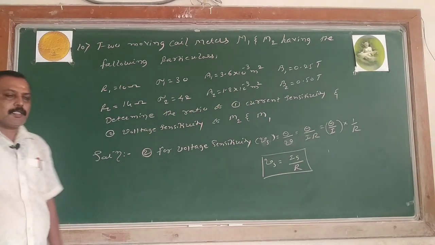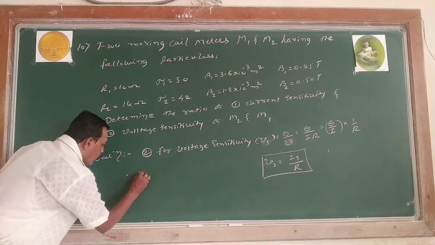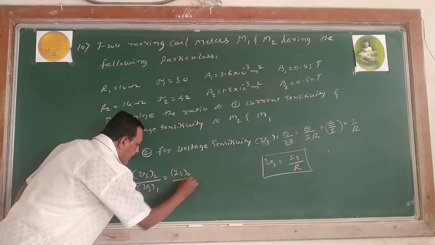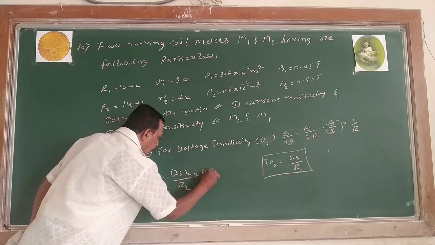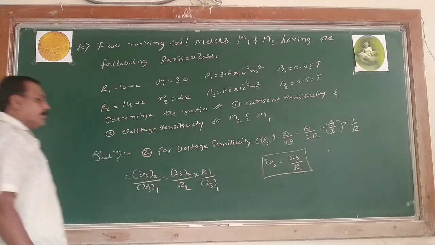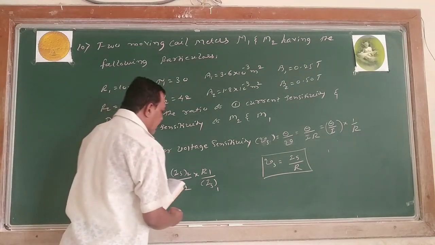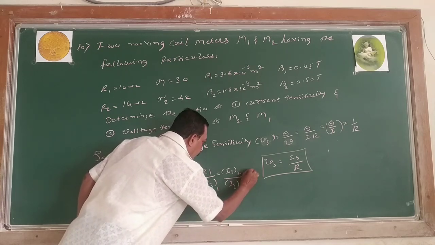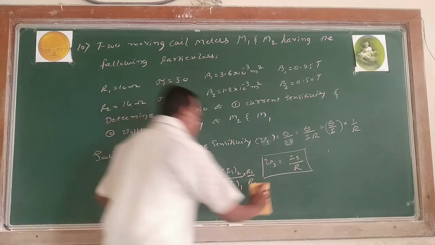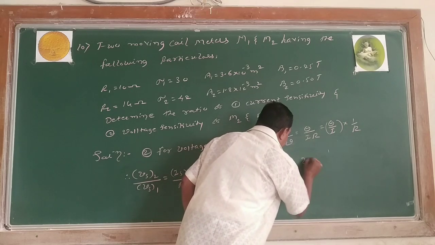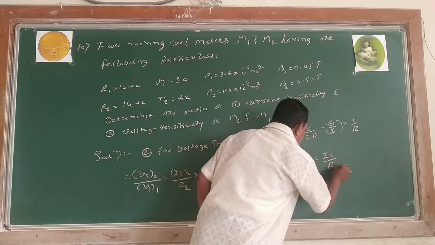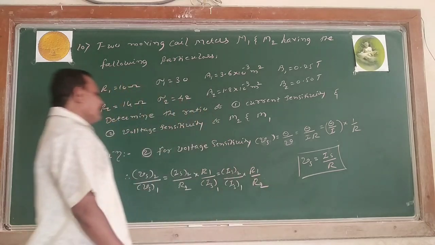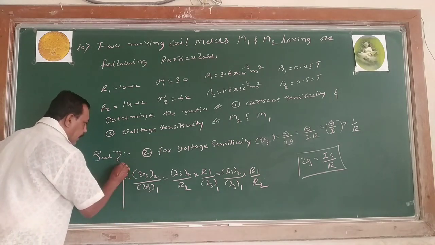Already we have found the current sensitivity. I go for ratios directly. Therefore, voltage sensitivity for second meter to the voltage sensitivity of first meter is current sensitivity of second meter, resistance R2 goes down, R1 up, divided by IS1. So the ratio of IS2 by IS1 into R1 by R2. Voltage sensitivity is equal to current sensitivity divided by R. It is a basic equation. This is your equation.